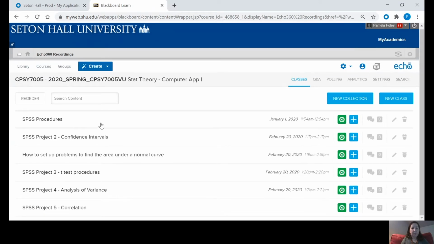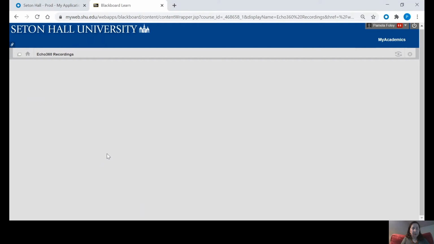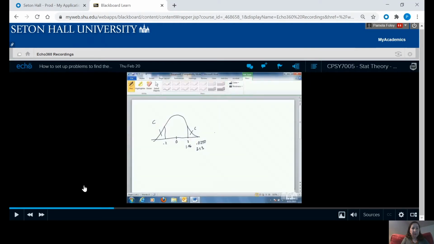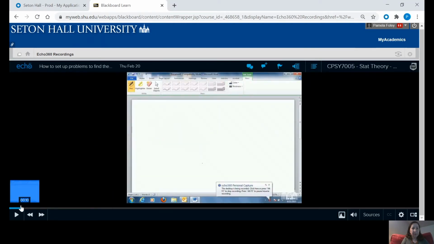Most of them are SPSS demonstrations, but what I want to show you is the one that actually draws a demonstration of how to find area under a normal curve. So I'm going to go back to the beginning-ish and start it so you can find the area either above or below specific z-scores or between z-scores. So I want to just give you a general guideline.